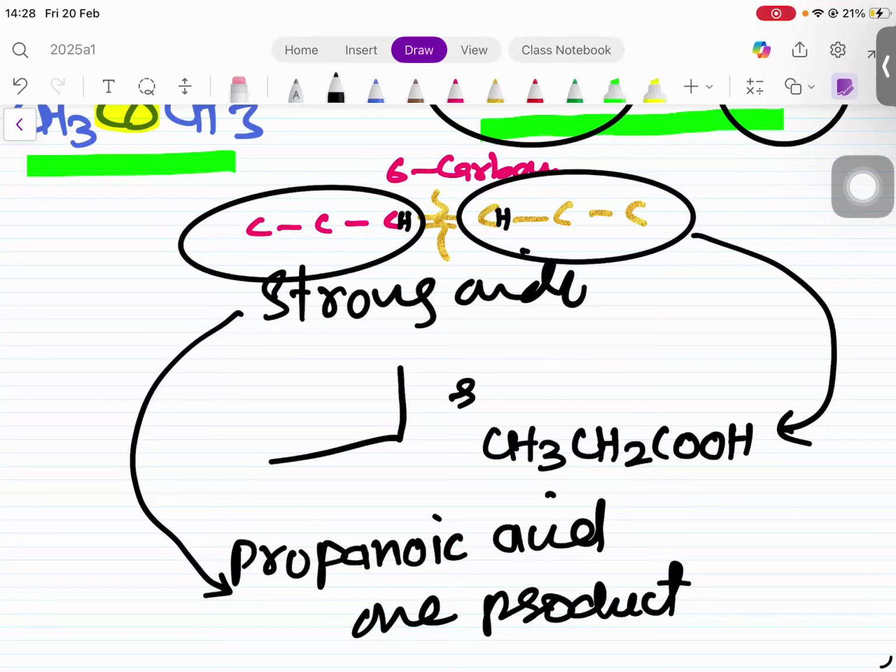Yes, this happens only in symmetrical alkenes. All symmetrical alkenes, when the double bond is right at the center, always undergo strong oxidation to give only one product. There is CH on both sides, on one side CH2, H on both sides. Let me show you again.